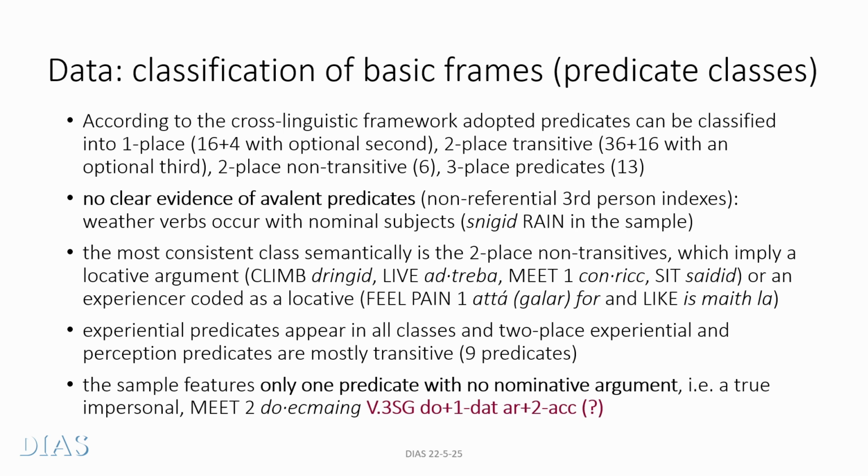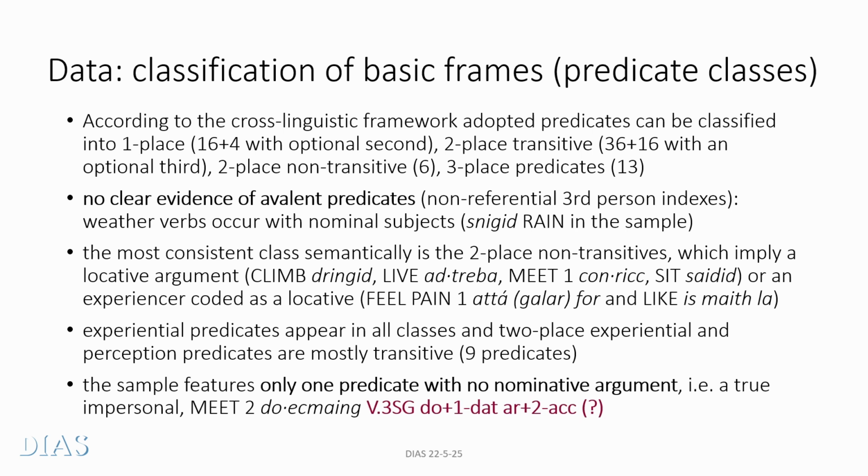It's interesting to note that there's no clear evidence from this sample of avalent predicates. So you don't have third-person indexes. Well, you always have third-person inflection in Old Irish, but non-referential third-person indexes would be in avalent predicates. So weather verbs, which are usually avalent predicates, for example in Italian, usually occur with nominal subjects. So in the sample, you only have rain, snow, but also others occur with the subject.